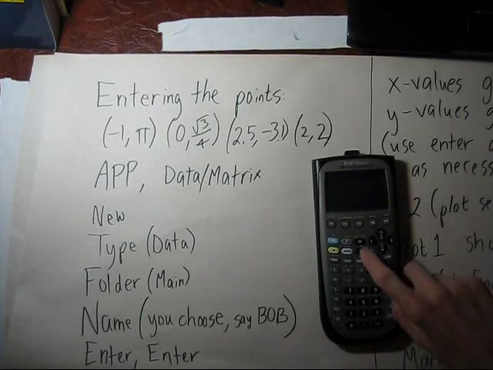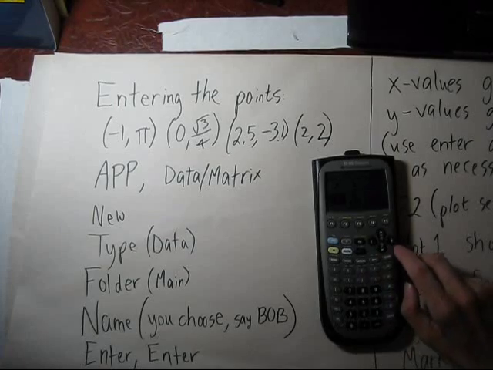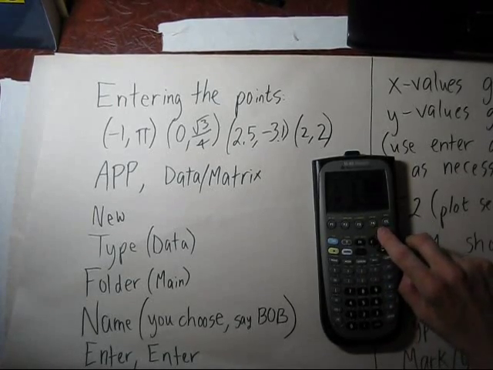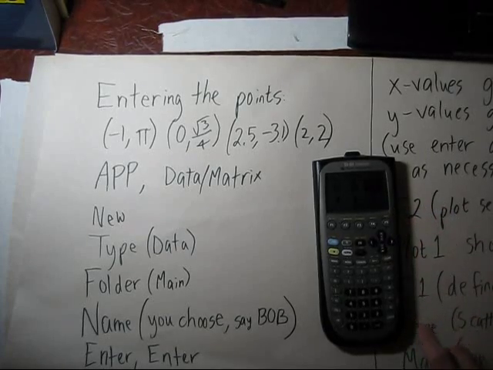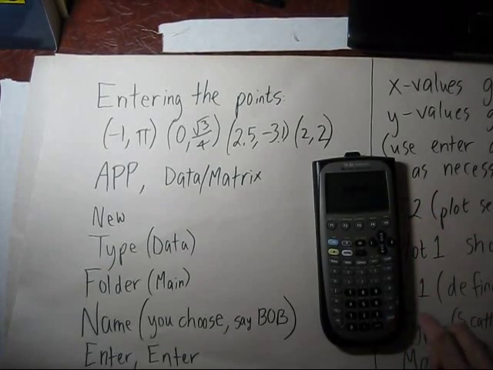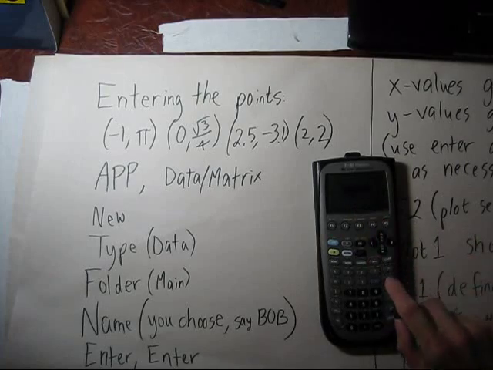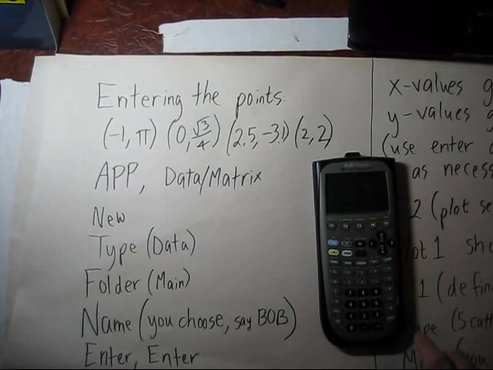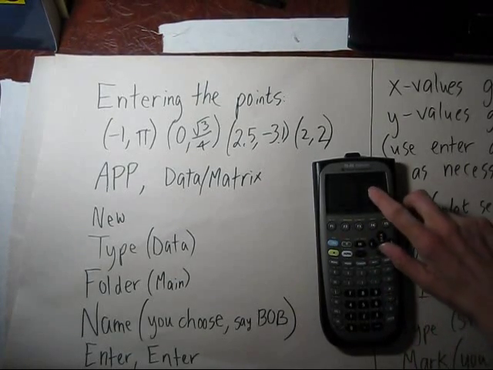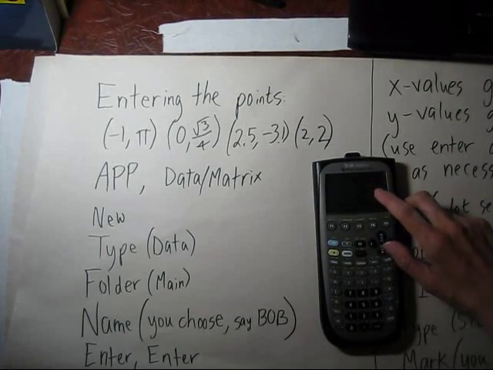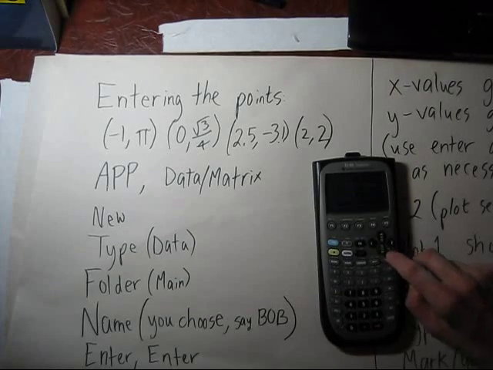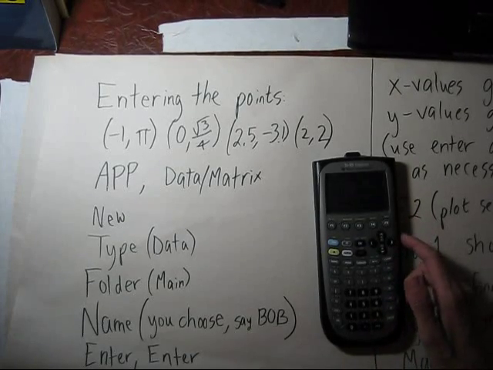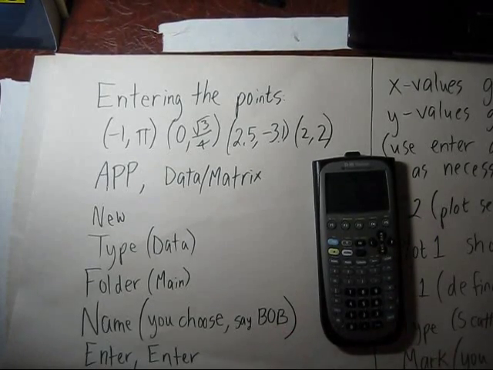So first we want to go to Applications, which is the button just under Escape, and arrow around until you find the one entitled Data Matrix. And let's go New, which is number 3. And see, type, we want data. Folder main. Okay, variable is the name. You can pick anything. We're going to choose Bob.